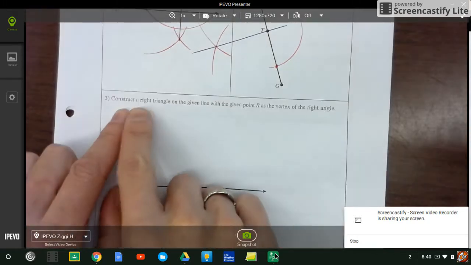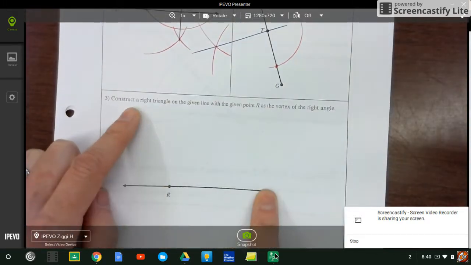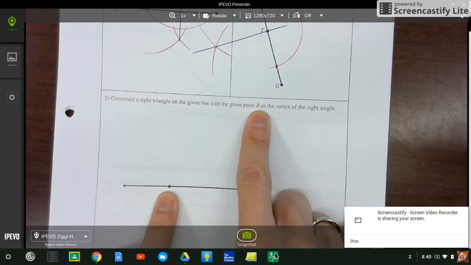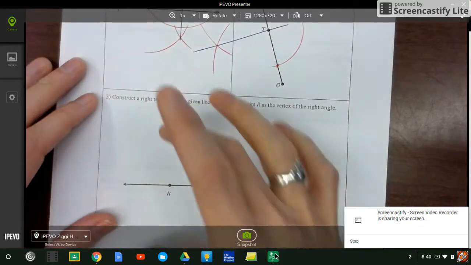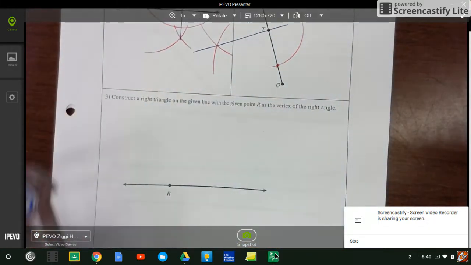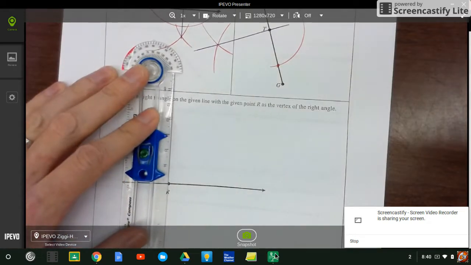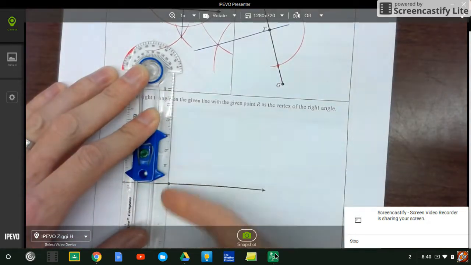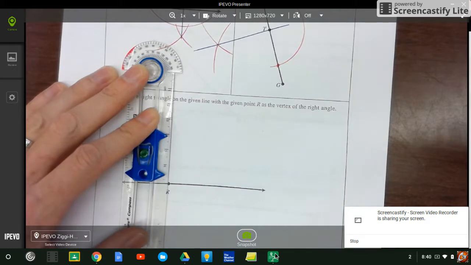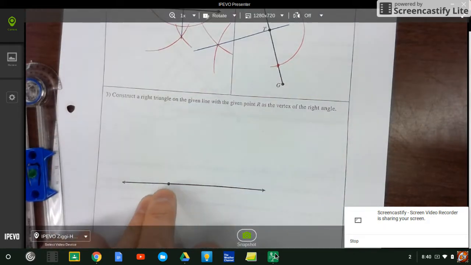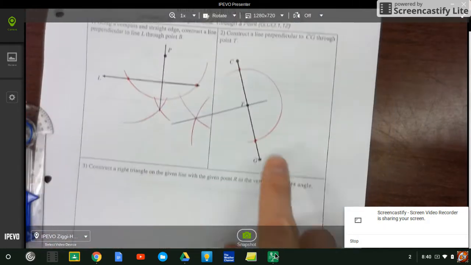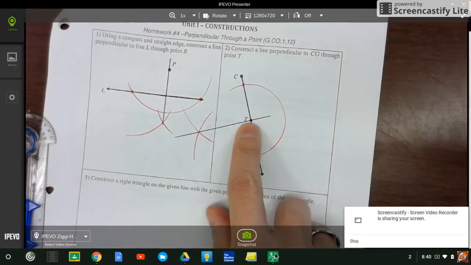Okay, now we're constructing a right triangle on this line with R as the vertex of the right angle. So I need to have a right triangle so that basically I need this coming off of here. Okay, so we get a right angle here and then I connect the two. So basically I need a right angle through this point. So we're doing the same thing here. That gave me the right angle through that point.